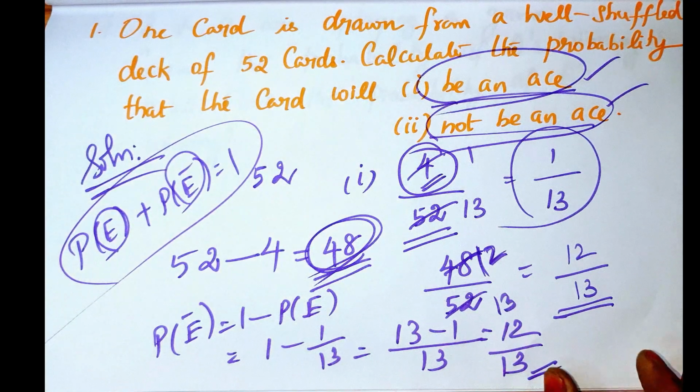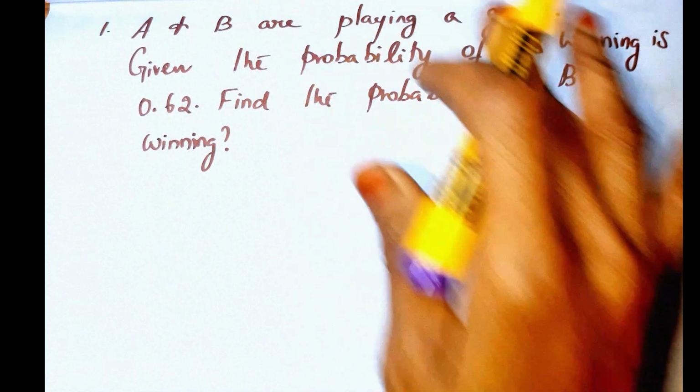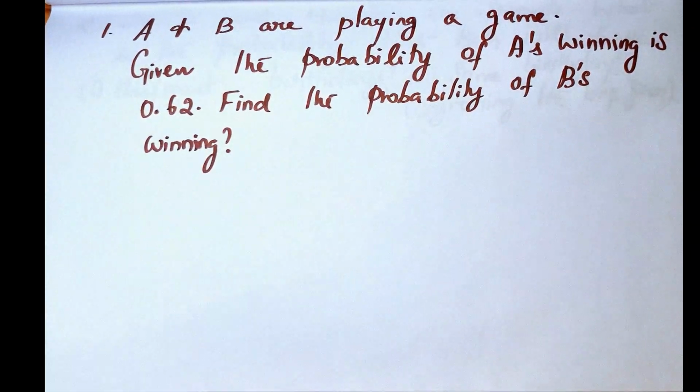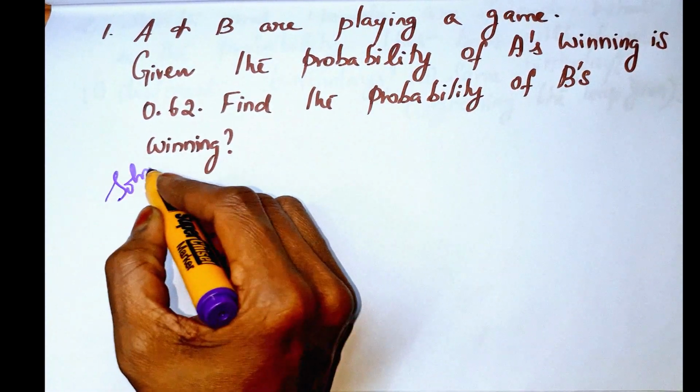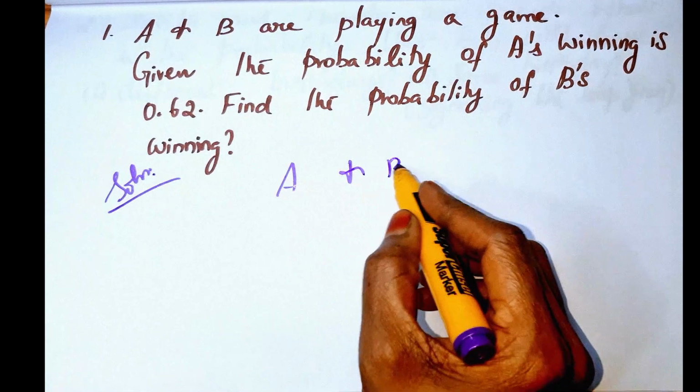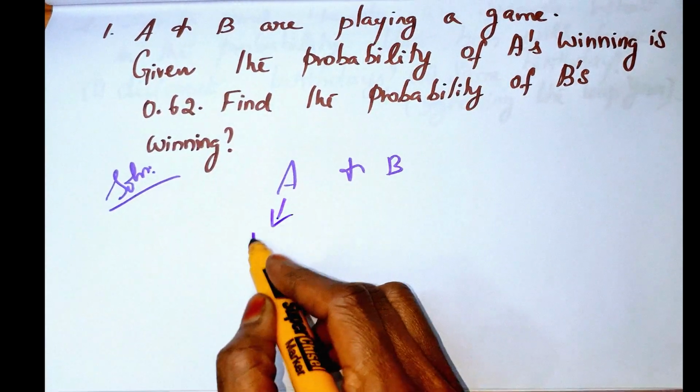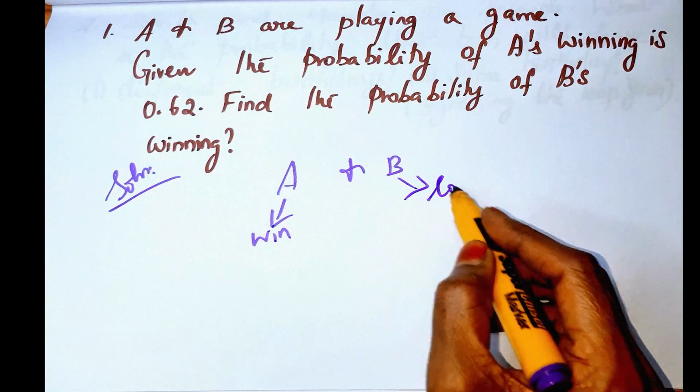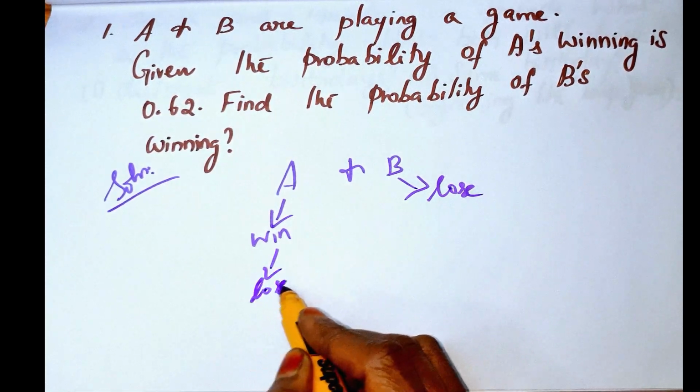Is it clear? The next problem. A and B are playing a game. Given that the probability of A's winning is 0.62, find the probability of B's winning. So only two players are playing, A and B. How many players are there? Two players, A and B. So if A wins, B loses. If A loses, B wins.